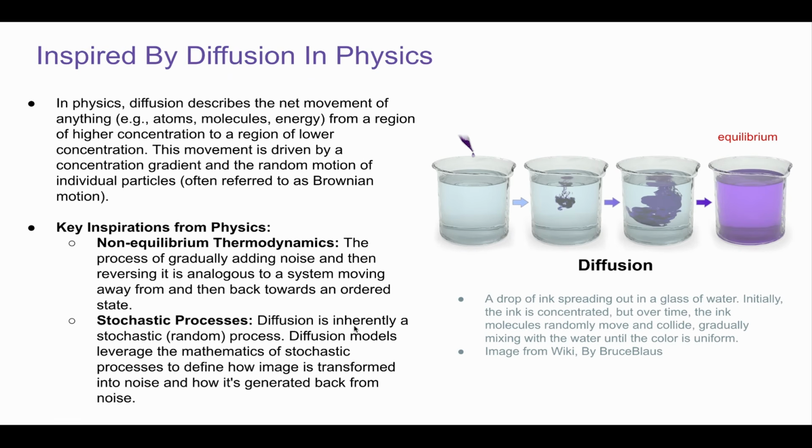And diffusion is inherently a stochastic process. Diffusion models leverage the mathematics of stochastic processes to define how an image is transformed into noise and how it's generated back from noise. So now you know this brilliant idea didn't come out of nowhere. It's actually inspired by something very common in the physics world.